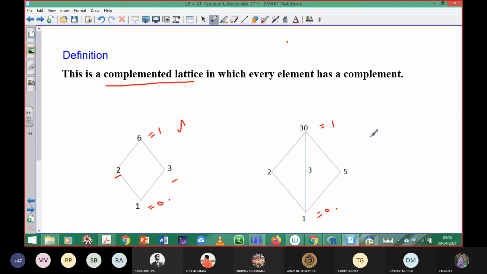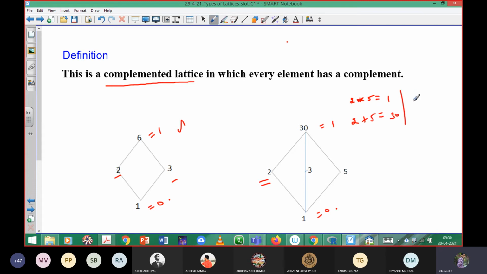5 and 3. Okay, very good. So 5 and 3 also, sir. Very good, super. 5 and 3, because here you can just check the property: 2 star 5, you will get the answer as 1. Okay, next, 2 plus 5 will be your 30.